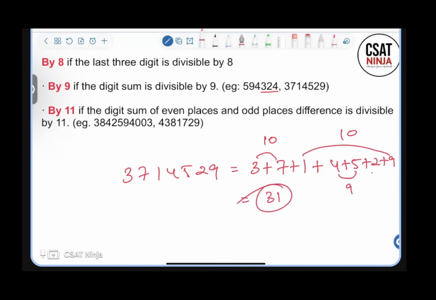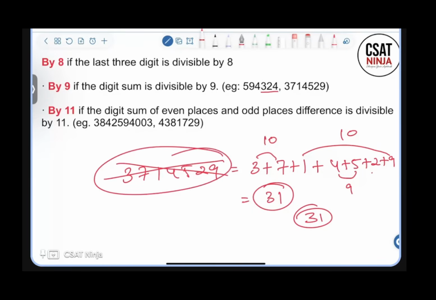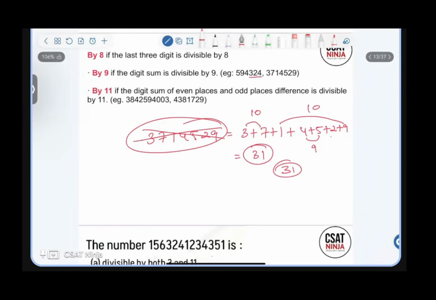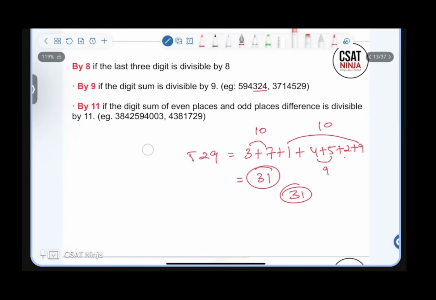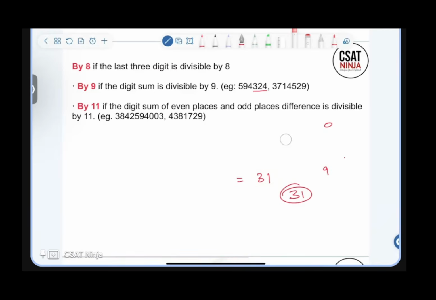If my sum is not wrong, is this 31 divisible by 9? No, right? So this number is not divisible by 9. Since the sum of the digits is not divisible by 9, therefore this number here is not divisible by 9. Are we following that? I hope I'm making these points clear, because we'll be using this. I have some questions based on these ideas, okay?